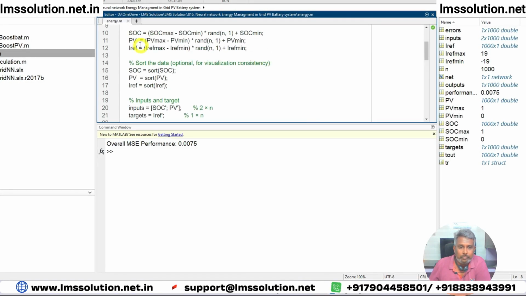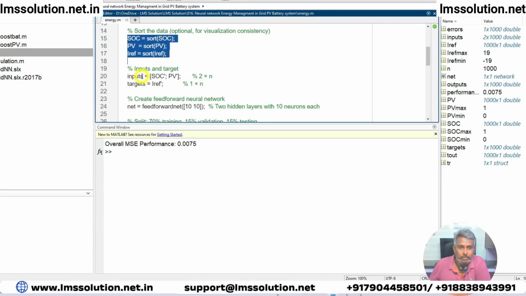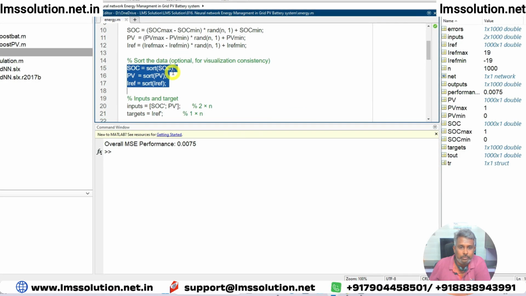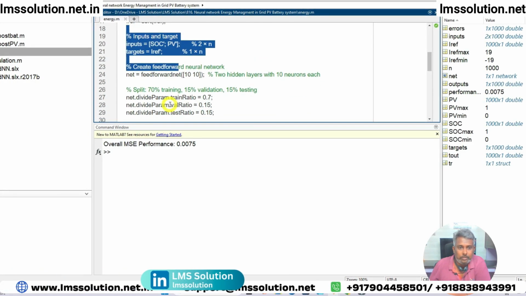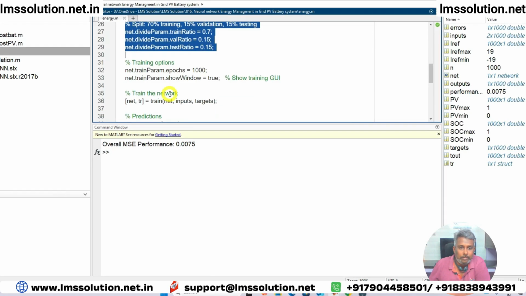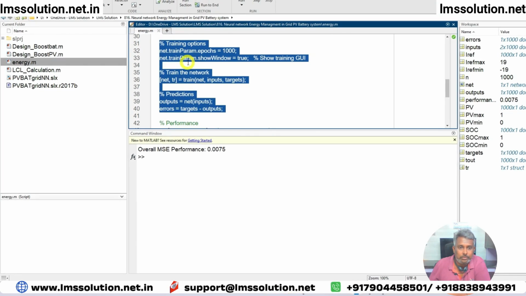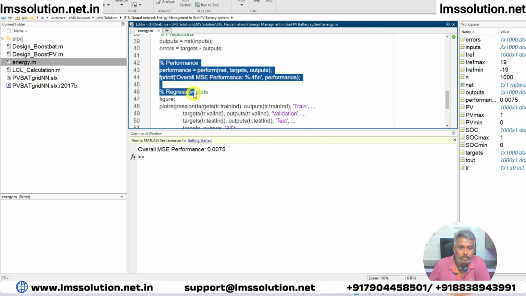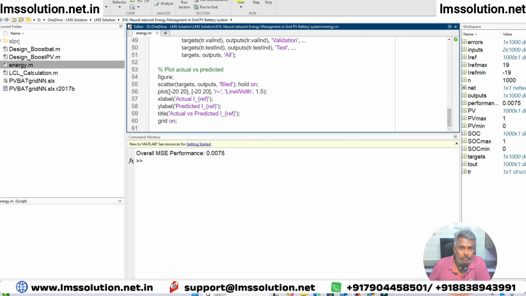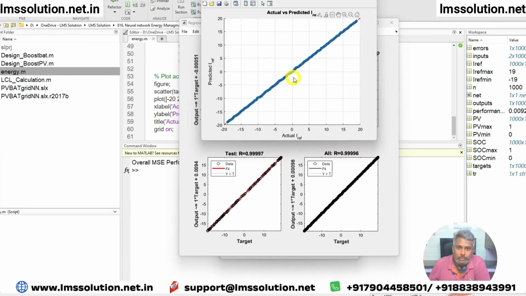We are generating random values for SOC and PV. We are getting the values, and then we are sorting those values. And then here we are setting the input and target, and we are creating the feed forward neural network, and then we are getting the training process here. Here we are doing the training process, and then here we are plotting the results. Just click this one, and you will get the training process. Now we are seeing the training process is actually predicted.